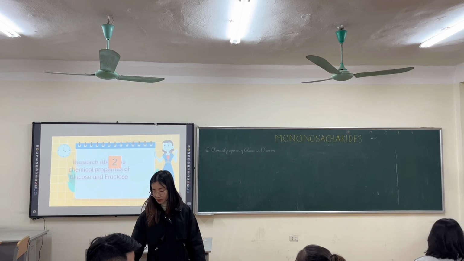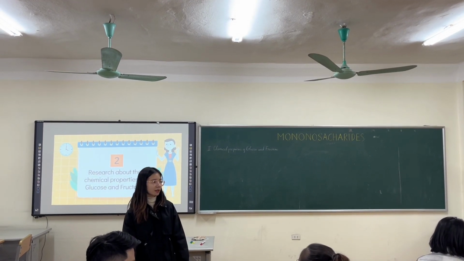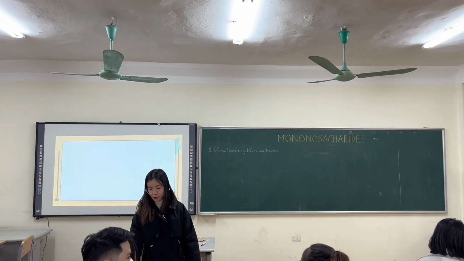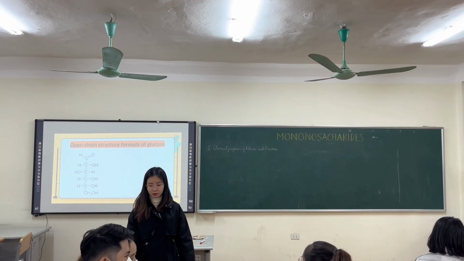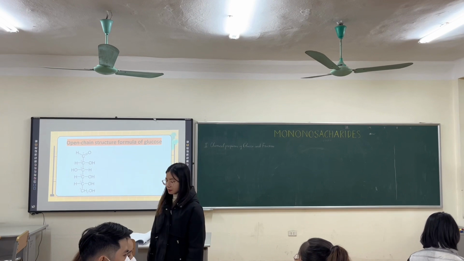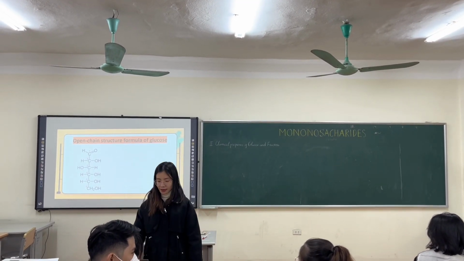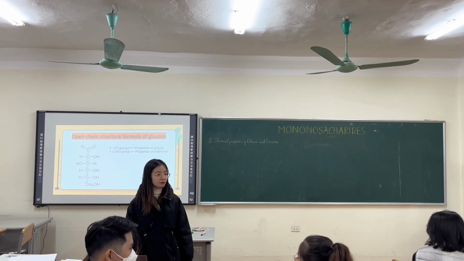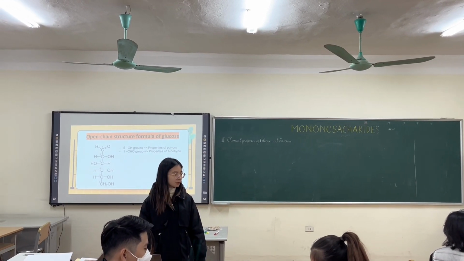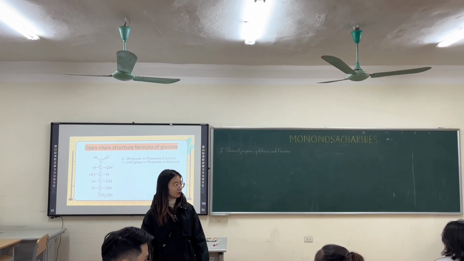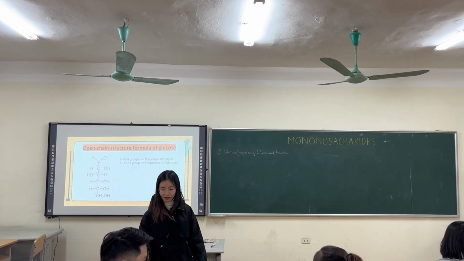Today we are researching the chemical properties of glucose and fructose. Back to the previous lesson, we've just talked about the open chain structure formula of glucose, right? As you can see here on the slide, here is the open chain structure formula of glucose. We found that it has 5 OH groups and 1 CHO group. We predicted that it has the properties of polyols and aldehyde.